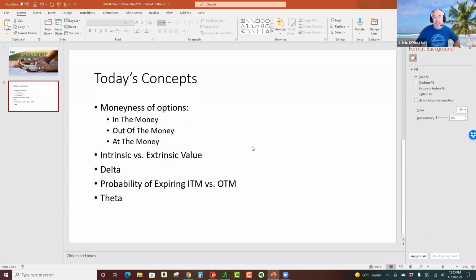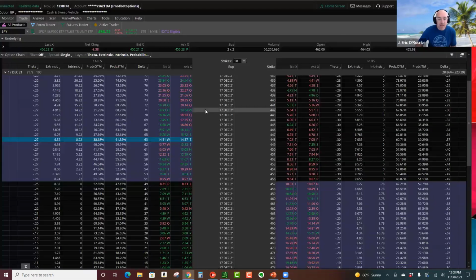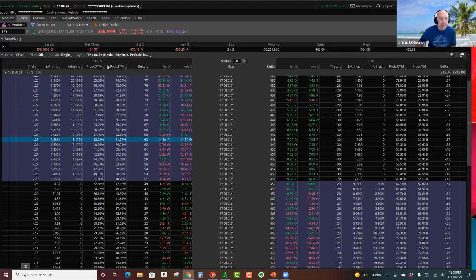And really the goal today is just a refresher to go through these different pieces of the options chain to better understand, when you go to take a trade, what you're actually doing and how those probabilities can take effect. We're going to do all this within Thinkorswim. And I have all these columns configured here.